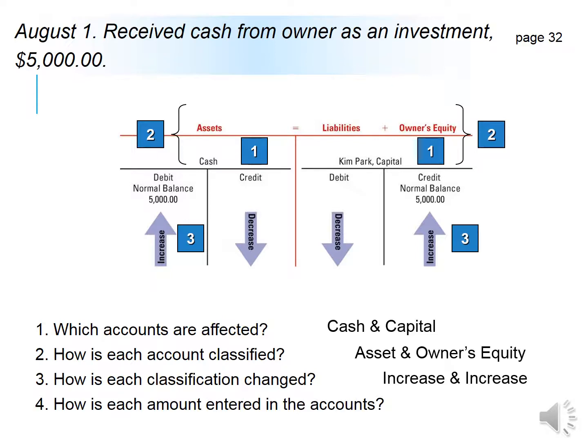4. How is each amount entered in the accounts? To increase the asset account, we know we have to debit cash. To increase owner's equity, we have to credit the capital account. So we have a debit and a credit. Cash, debit; capital, credit. Notice our debits equal our credits, so our accounting equation is in balance.